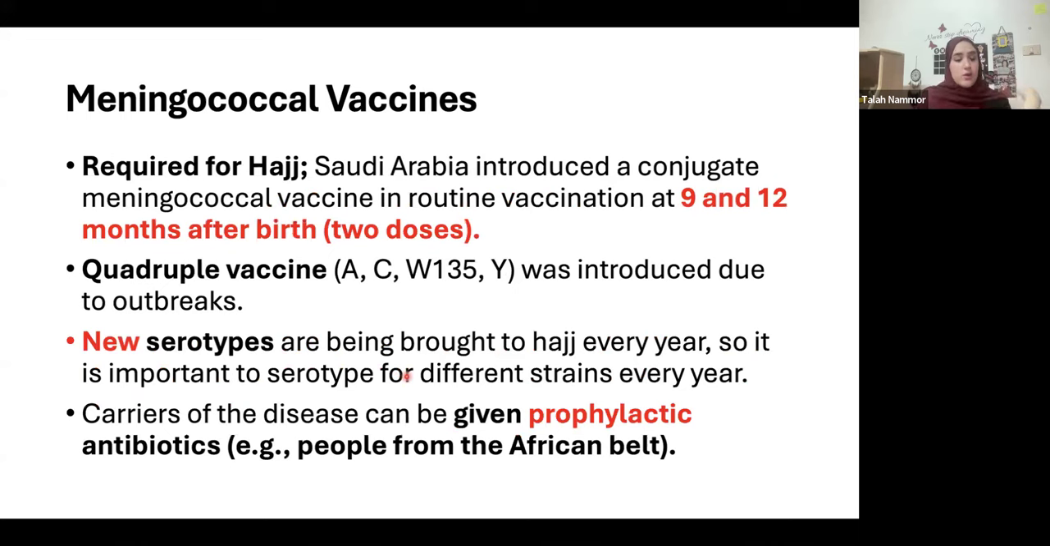The meningococcal vaccine is required for Hajj, because when you go to Hajj, you meet people from all over the world. Even people that are known carriers, they give them prophylactic antibiotics just to prevent an outbreak of meningococcus. It's usually given at 9 and 12 months. Just know these dates, guys, they're important.